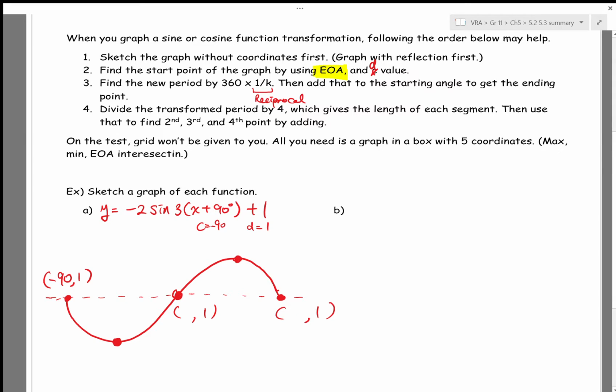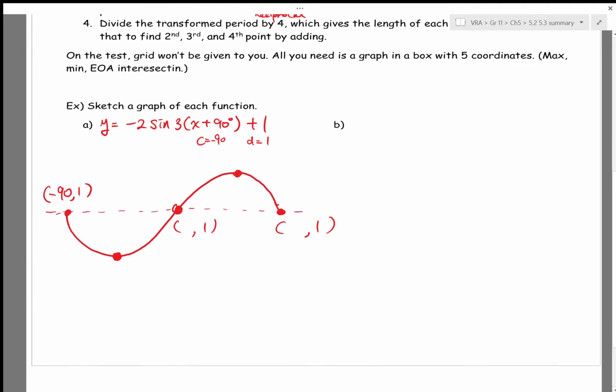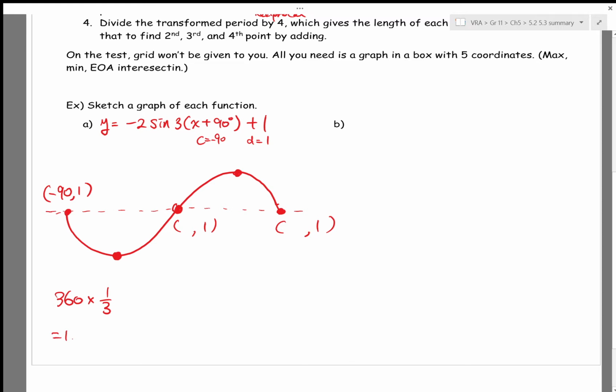And then the next step, as we said, is the period. So we have 360 times, K is 3, so it's 1 over 3, and that gives me 120 degrees. So my period is 120, and you add that to the starting point, because that's where the cycle is going to end.